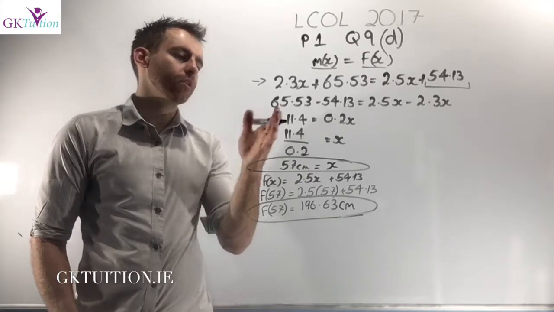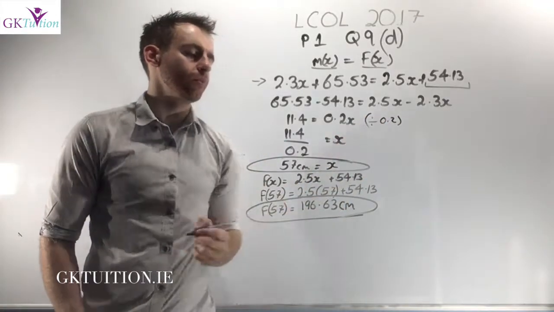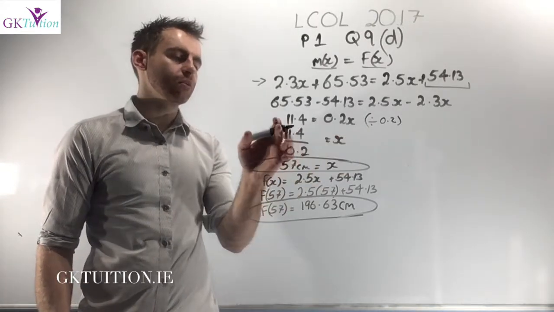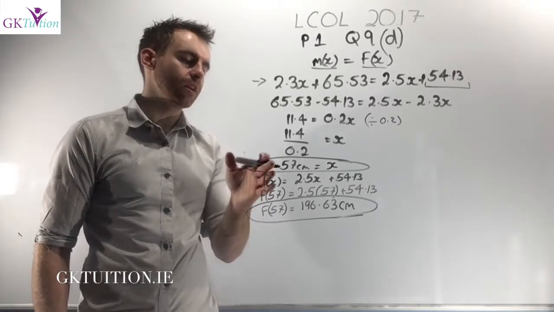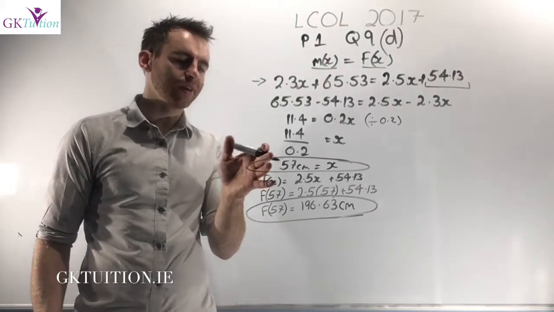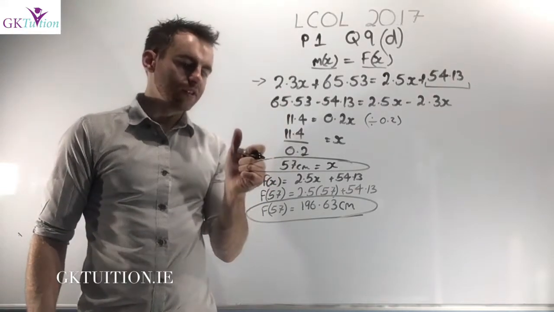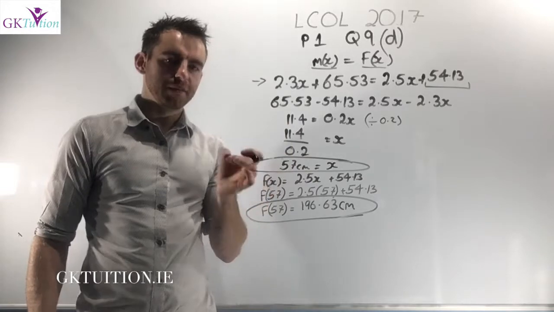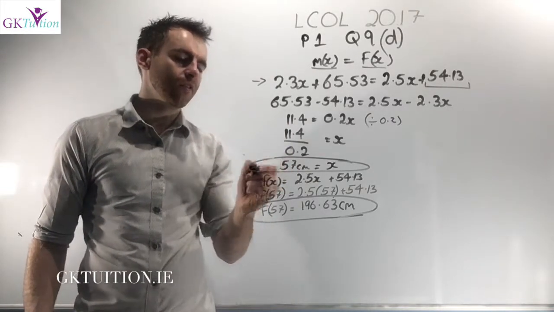Now at this point, in order to get x on its own, you just divide both sides by 0.2. In which case you get x is equal to 11.4 divided by 0.2. If you plug that into your calculator, you get x equals 57 centimeters. So that's the answer for the first part. That's the length of the femur. If a male has a femur of 57 centimeters and a female has a femur of 57 centimeters, I would estimate that they will be the same height. So that's the first answer.